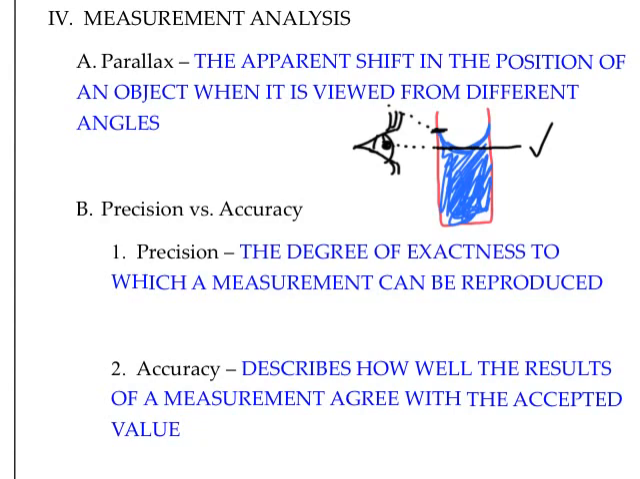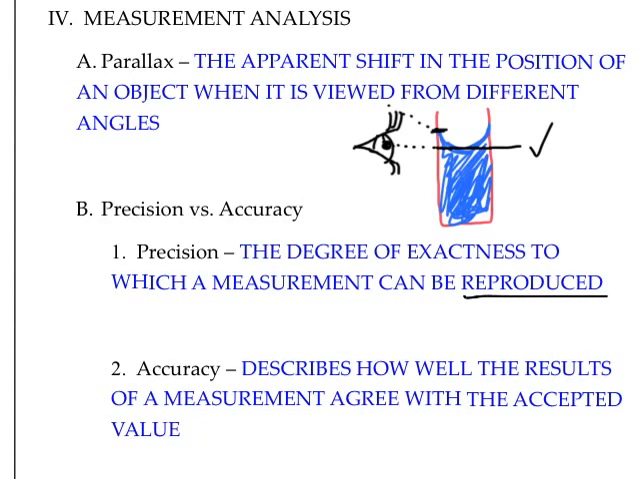I included the next two terms in your notes, precision and accuracy, because sometimes people might get these confused or think that they're the same thing. They are in fact different. Precision is going to be the degree of exactness to which a measurement can be reproduced. So let's say you have a lot of trials in your lab experiment. If you get the same answer over and over again, that's going to indicate precision. So that reproduction of data is the key to recognizing it.